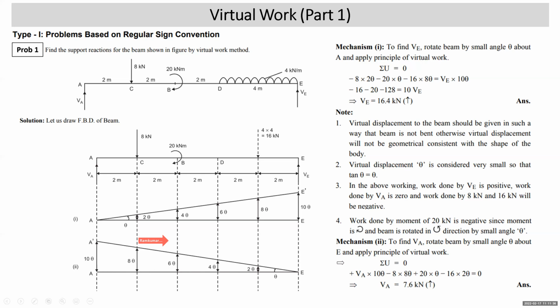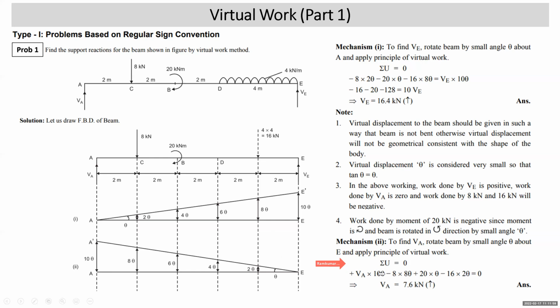This is mechanism 2. Now, the algebraic sum of the work done by all forces is 0. VA will do positive work, VA into 10 theta, minus 8 into 8 theta, since 8 is acting downward and displacement is upward. Work done by moment: moment 20 is acting clockwise, and this time the beam has also been rotated in the clockwise direction by small angle theta. So plus 20 into theta, minus 16 into 2 theta equals 0.